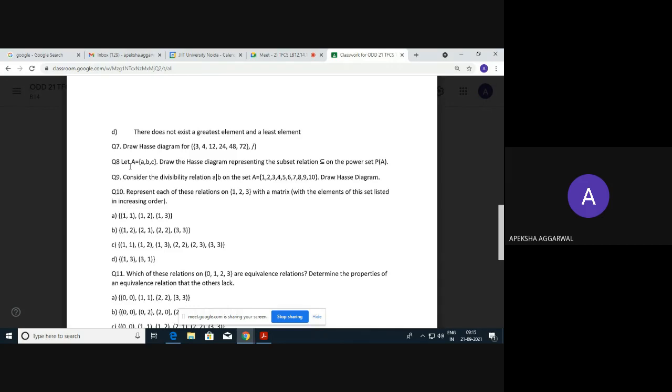Next. 4 is also there. So where will 4 come? Above 2. Okay. 6. Above 3 and 2, on the same level along with 4. Is this okay? Then 8. Above 4.